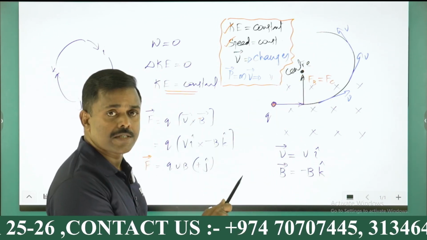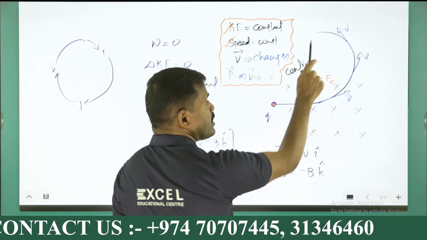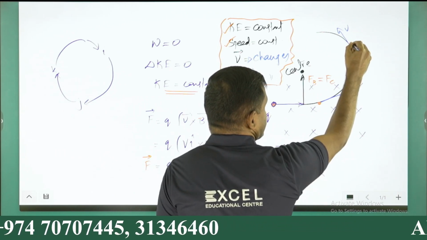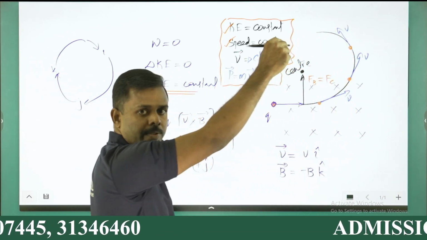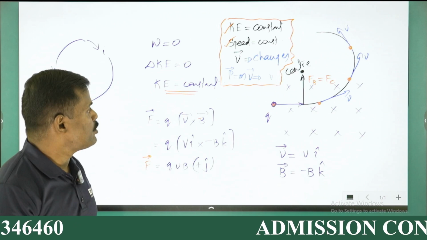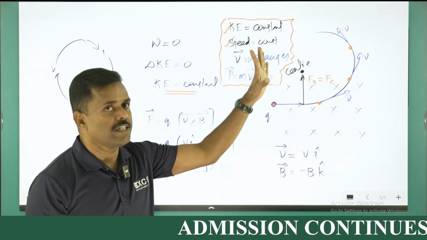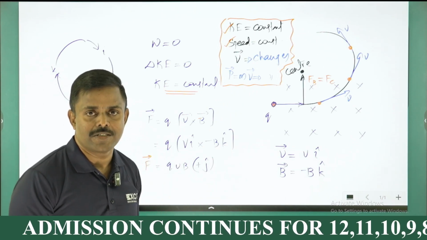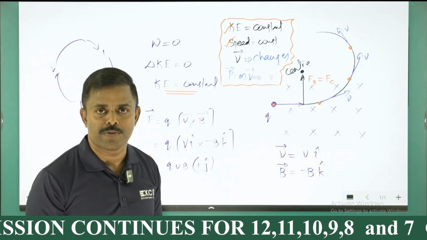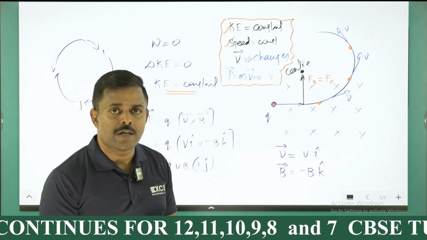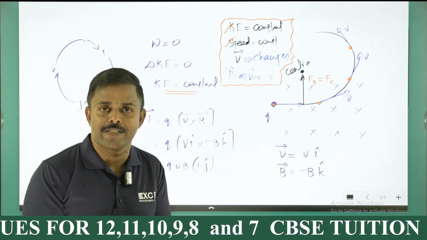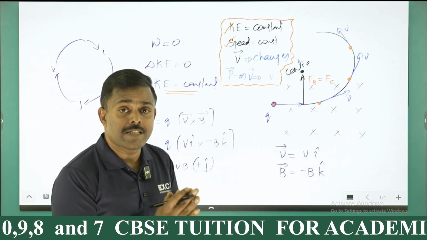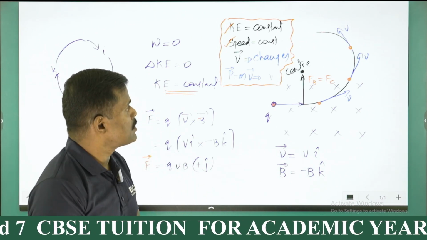Now what? Look at this. At all points, the tangents are in different directions, right? Here, the velocity is in this direction. Here, it has another direction. Here, it has yet another direction. So the direction keeps changing, which would actually make velocity change continuously. And if velocity changes, momentum also must change, because momentum is also a vector quantity, mass into velocity. So to cut it short, we have four things. Kinetic energy is a constant, speed is a constant, velocity keeps changing, and momentum also keeps changing.